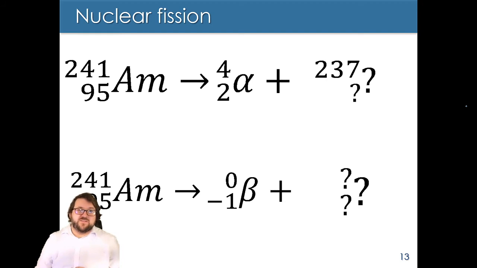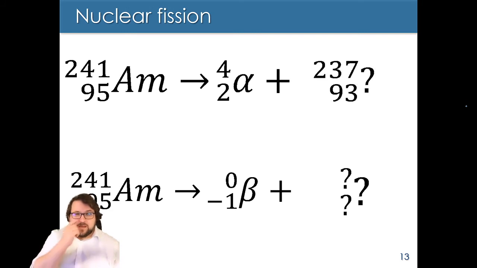And of course, I've done the wrong side. So if we look at the top of there, we got 241 minus 4 is 237. So again, if it's giving out a total mass of 4, then it must have 237 mass units left. Sorry, I've done those the wrong way around. So there we go. We got 93 down at the bottom. 95 minus 2 is 93. 241 minus 4 is 237.